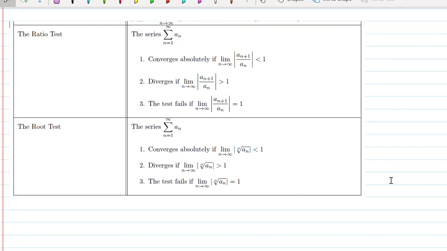The root test is similar, but now we take the limit as n goes to infinity of the absolute value of the nth root of a sub n. If this is less than 1, the series converges absolutely. If it is greater than 1, the series diverges. And similar to the ratio test, if it equals exactly 1, that means the test fails and we have to do a different test.